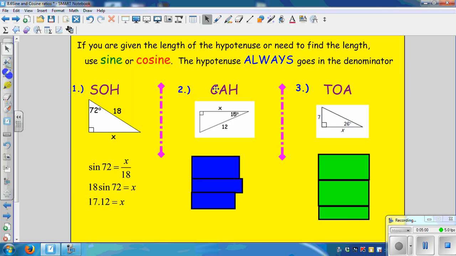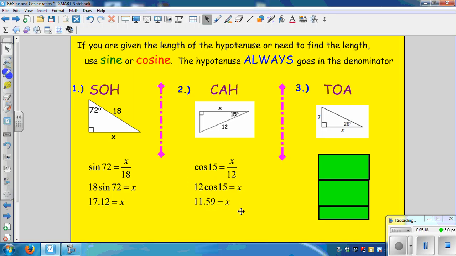Number 2 is an example of cosine, or CAH. If you look at the angle of 15 degrees, the cosine of 15 is the adjacent side, which is x, divided by the hypotenuse, which is 12. So cosine 15 equals x over 12. Multiply both sides by 12, and you get 11.59.